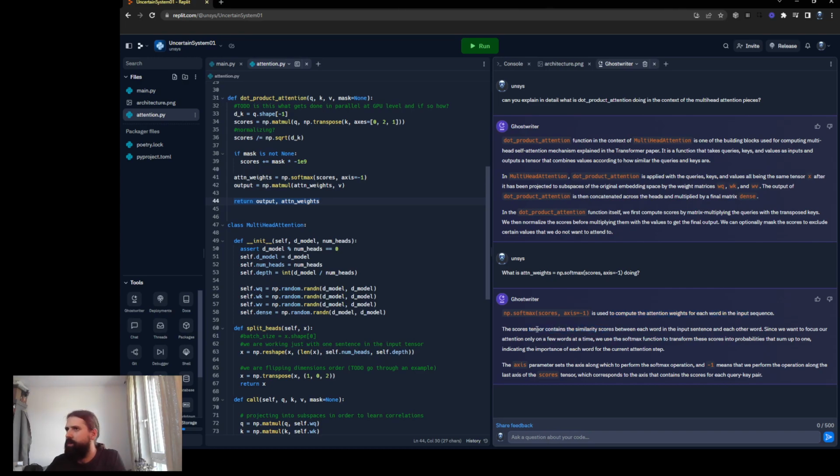So the scores tensor contains similarity scores between each word in the input sentence and each other word. Since we want to focus on attention only on a few words at a time, we use the softmax functions to transform these scores into probabilities that sum up to 1, indicating the importance of each word for the current attention step. Okay, so it's just to transform. So this is the normalization, actually.